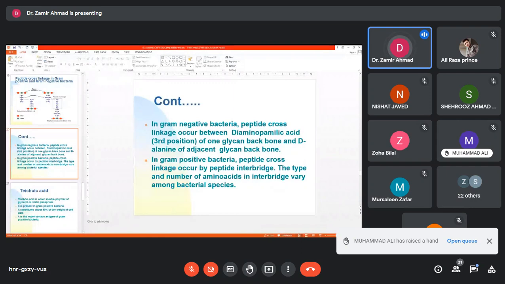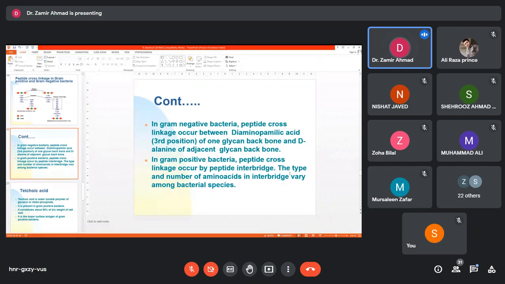In gram-positive bacteria, peptide cross linkages occur by the peptide interbridge simply between the two tetrapeptides, and the type and number of amino acids in the interbridge vary among bacterial species.